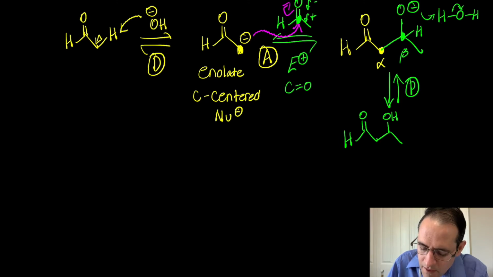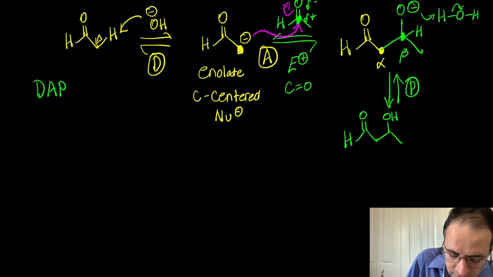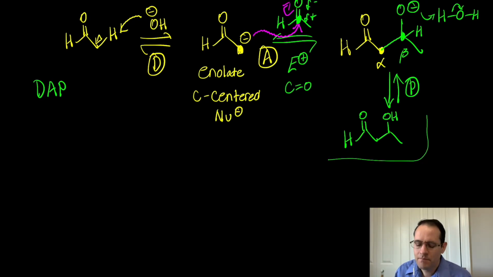Okay, so that's the sequence of events for your basic aldol reaction. You have deprotonation, and it attacks itself, and then you have protonation at the end, okay? And the product here is a beta-hydroxy aldehyde, okay? So that's the mechanism that we want to do.